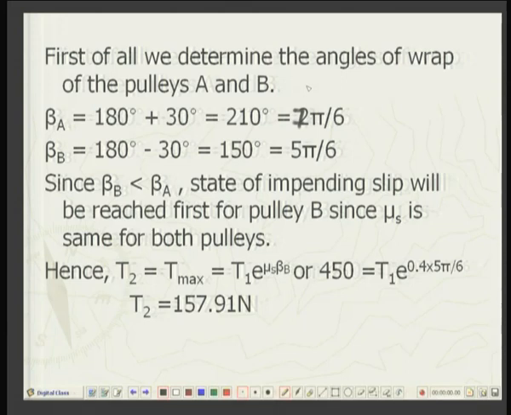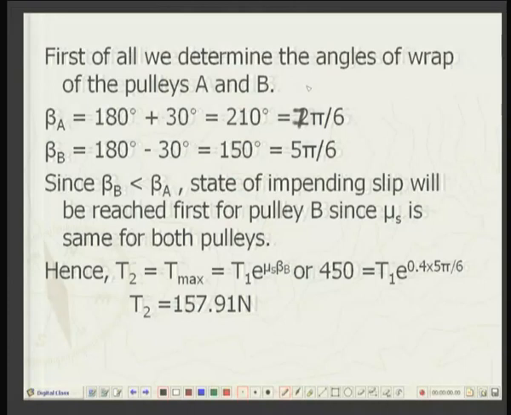Since the angle beta B, that is the angle of wrap at pulley B, is less than the angle of wrap at A, that is, less portion of the belt is in contact with pulley B. So the chances of slip are higher at pulley B, mu s being the same, because the exponent in the case of B will be less than that in the case of pulley A, and hence if the slip is to take place, it will first take place at B. So that is our critical situation.